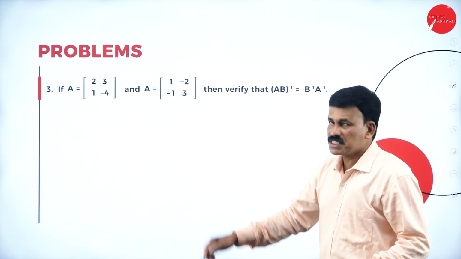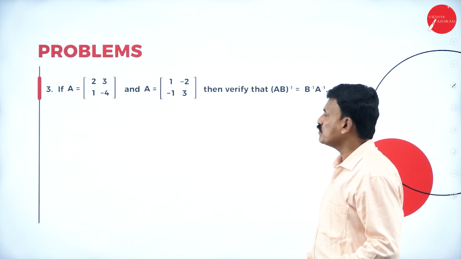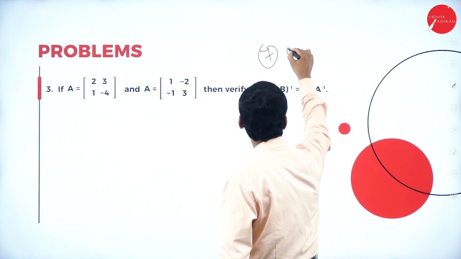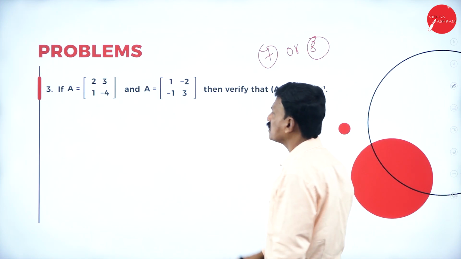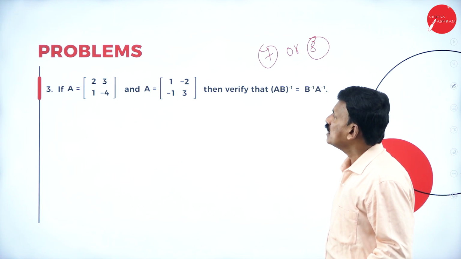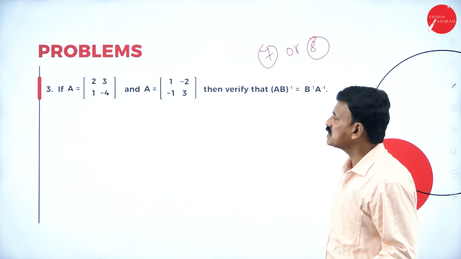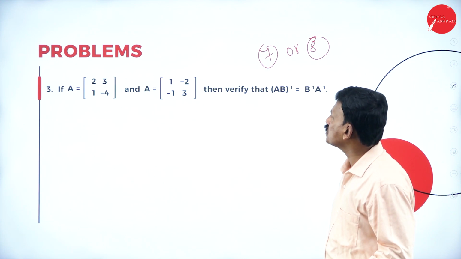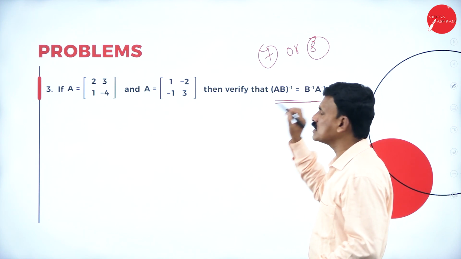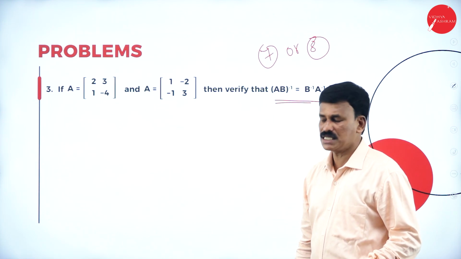Now let us take this type of problem. You may expect this type of questions for 7 or 8 marks. This is a 7 or 8 mark question, very important concept. If A is equal to 2, 3, 1, -4, another matrix B, consider this as B is equal to 1, -2, -1, 3, then verify that AB whole inverse is equal to B inverse A inverse.